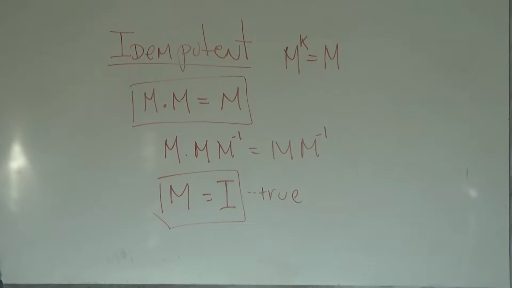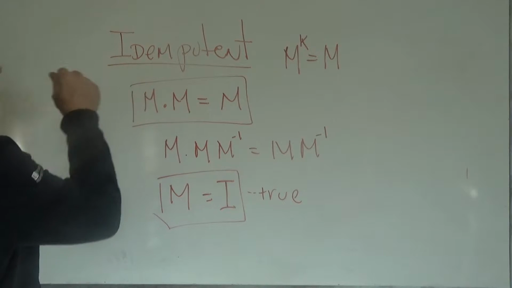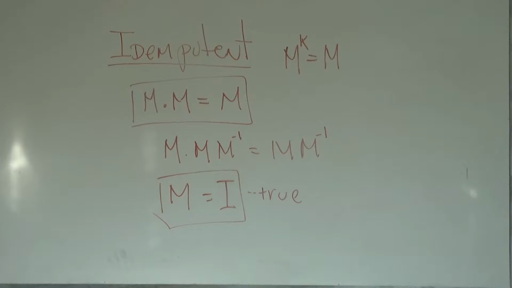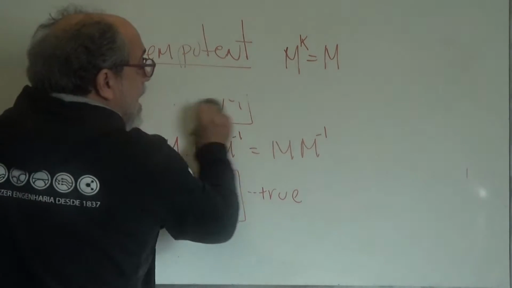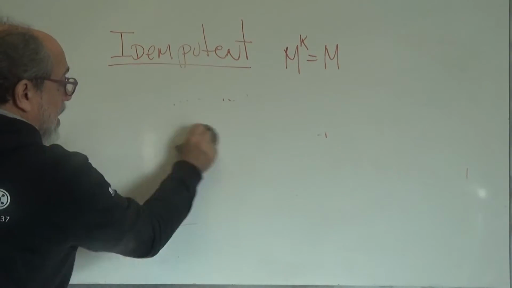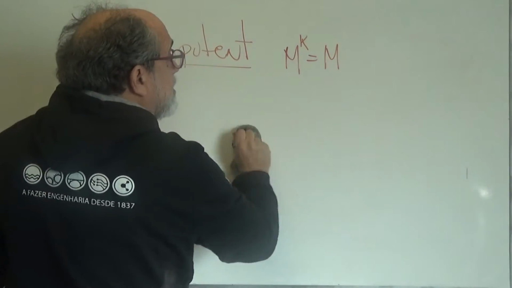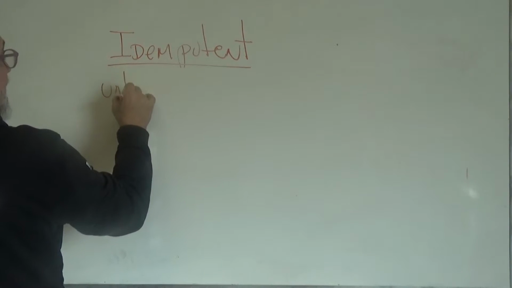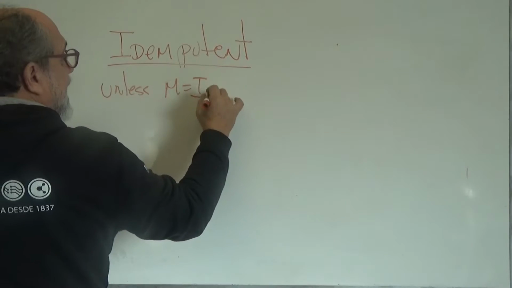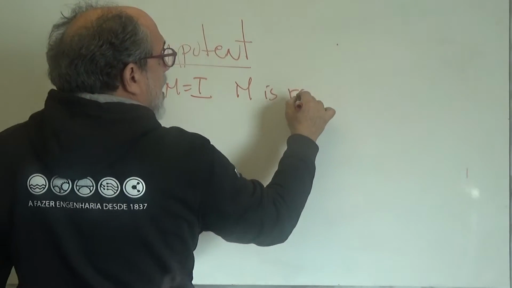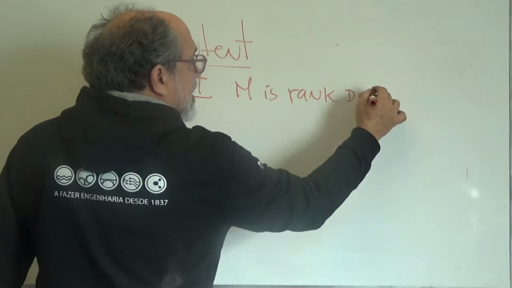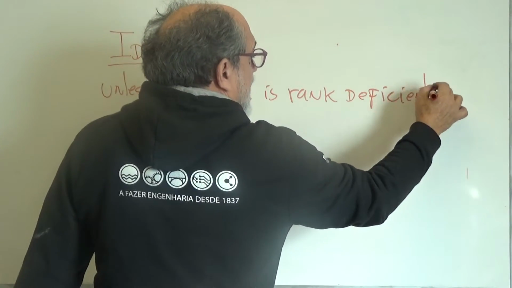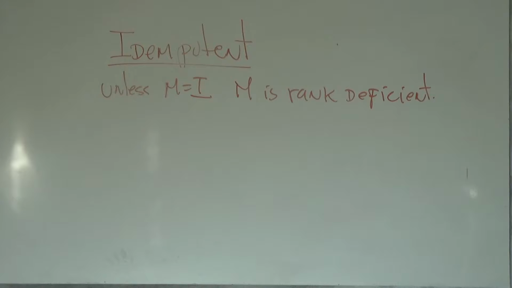What happens is that m, when this matrix is idempotent, is what we call rank deficient, which means it has no inverse. Okay? So unless m is the identity, m is rank deficient. Now, rank deficient means that the matrix cannot be inverted, okay?